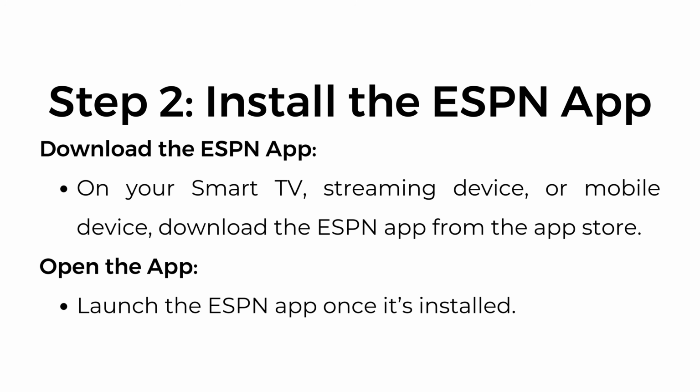Step 2. Install the ESPN app. Download the ESPN app. On your smart TV, streaming device, or mobile device, download the ESPN app from the App Store. Open the app. Launch the ESPN app once it's installed.